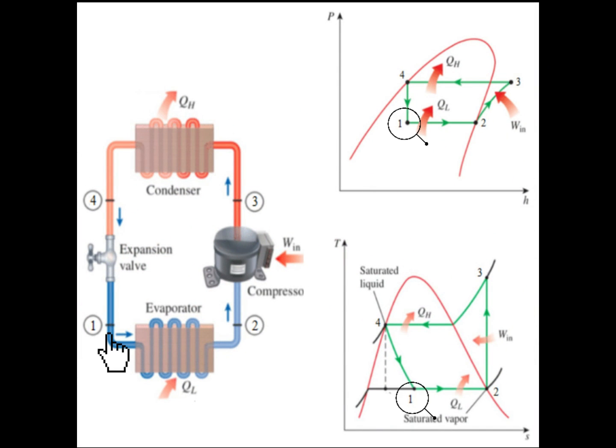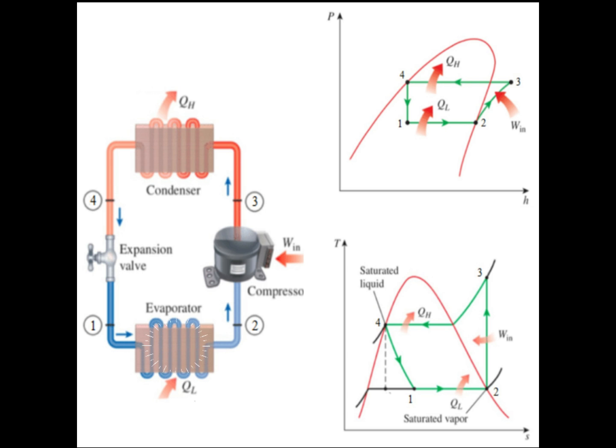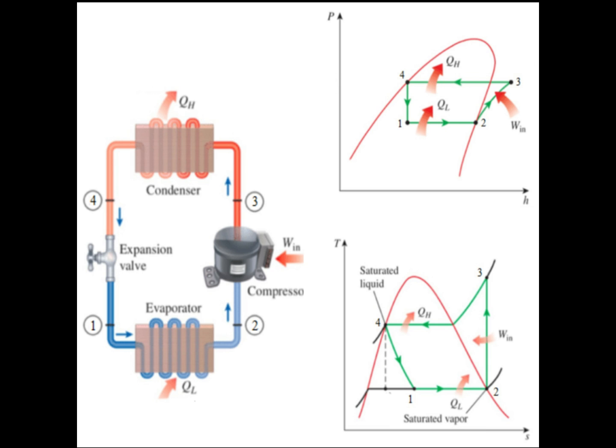At point 1, the low pressure, low temperature wet refrigerant passes to the evaporator wherein heat is absorbed. The addition of heat will effect a change in the phase of the refrigerant, turning it to saturated vapor. At point 2, the gas refrigerant moves to the compressor where work is done. The compression process increases the refrigerant's pressure and temperature, turning it into superheated vapor.